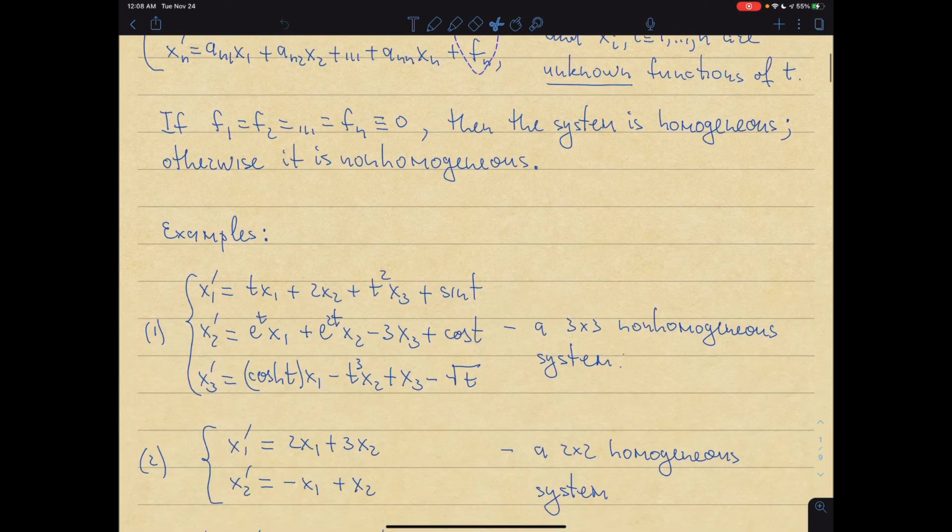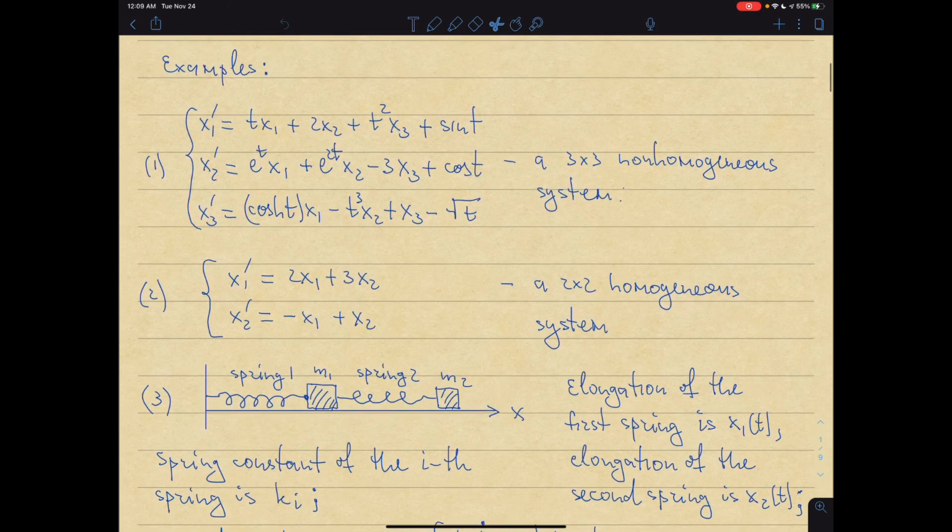Let me give you a couple of examples. So this is an example of a 3x3 system. 3x3 in this case means you have three equations with three unknowns. The three unknowns are x1, x2, and x3. And you see that each equation looks like a linear combination of these functions, x1, x2, and x3, with coefficients that depend on time, right? Plus some additional known function here. So each equation looks like that. So that means that you have a 3x3 non-homogeneous system.